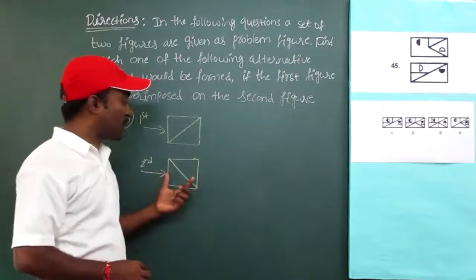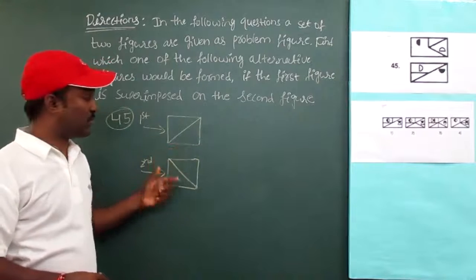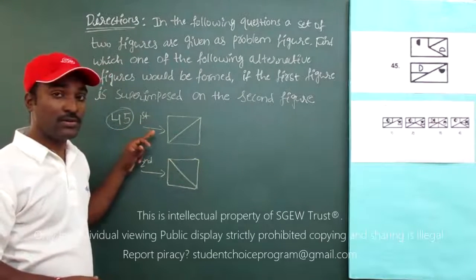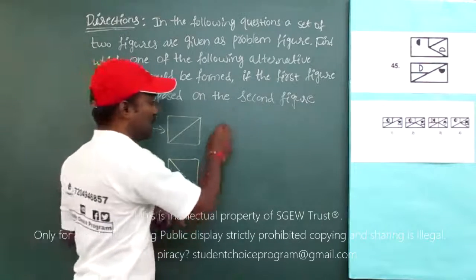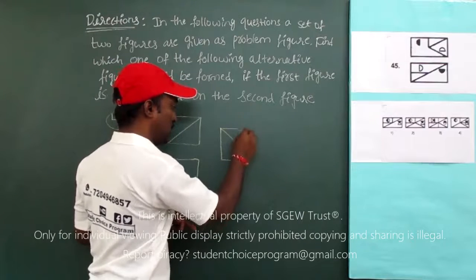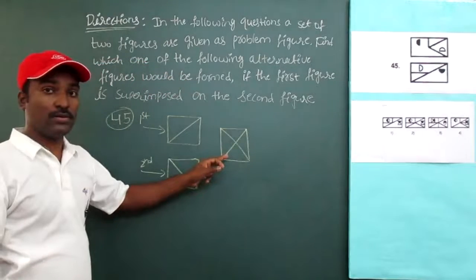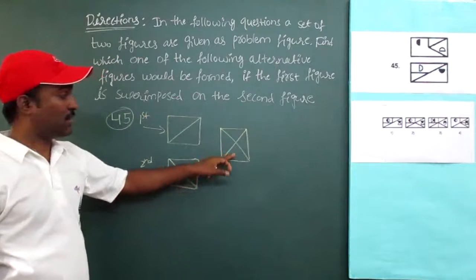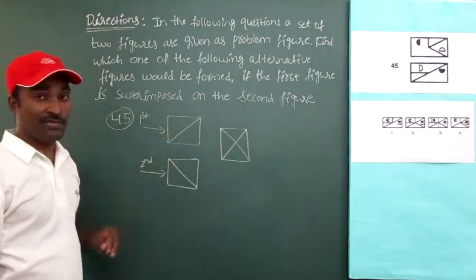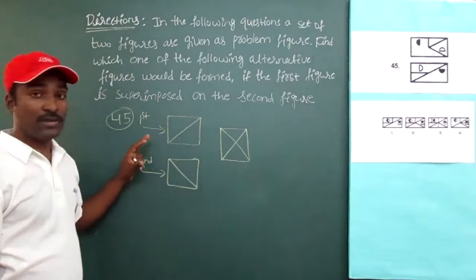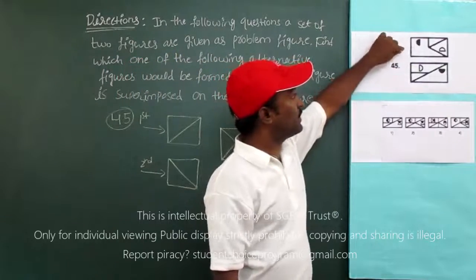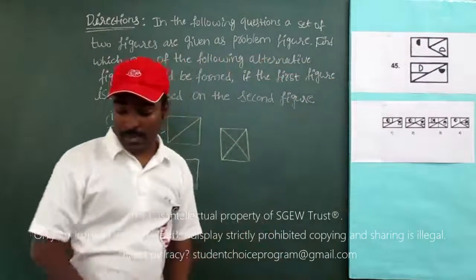I think you imagined the superimposed figure of these two given figures. So how will that look? Yes, I will draw this here. This will look like this. Is it not? Yes, it is the figure which is formed by superimposing the second figure on the first figure. Using the same concept, we have to find the superimposed figure of these first and second figures. Now I will take that.